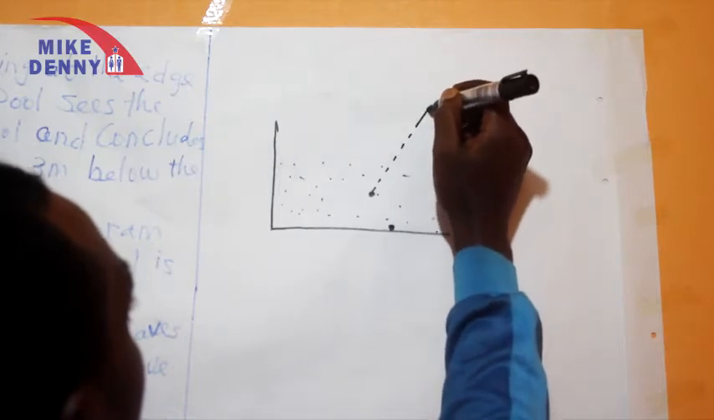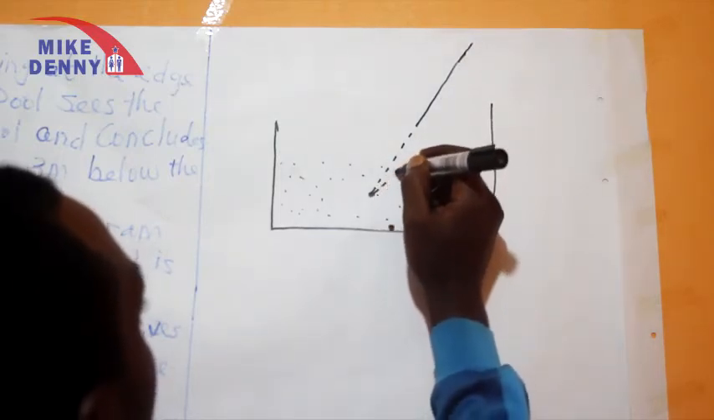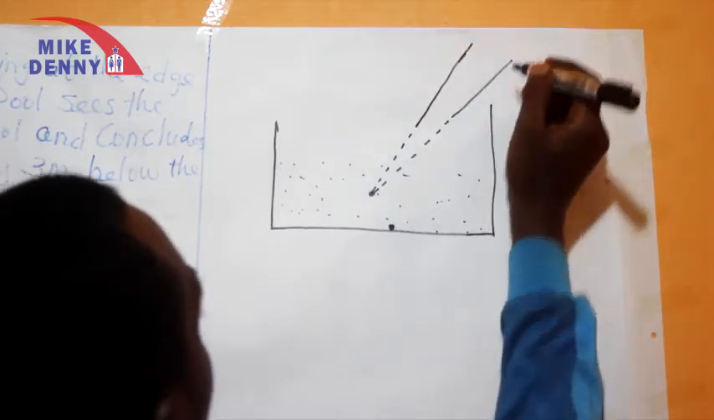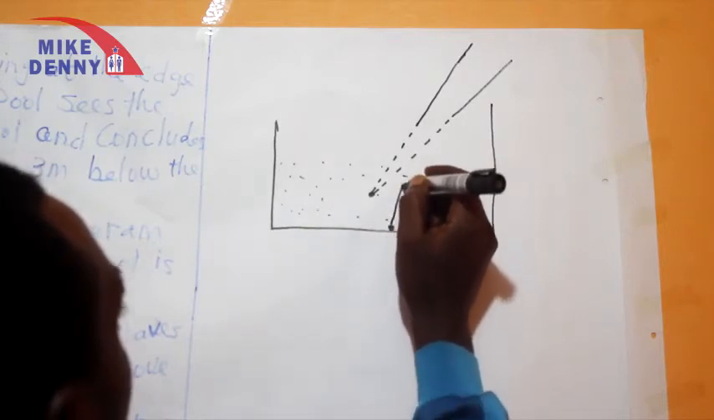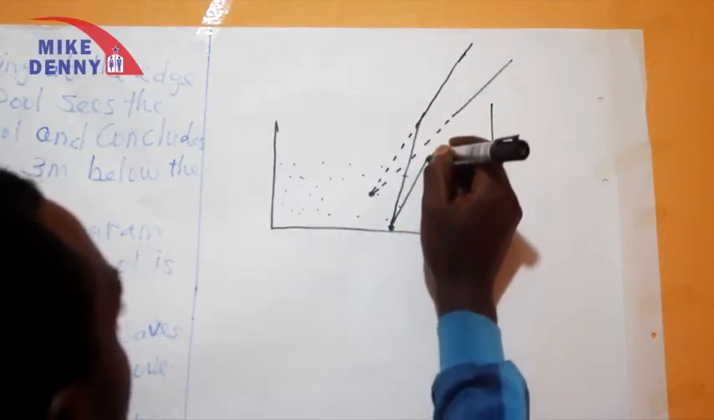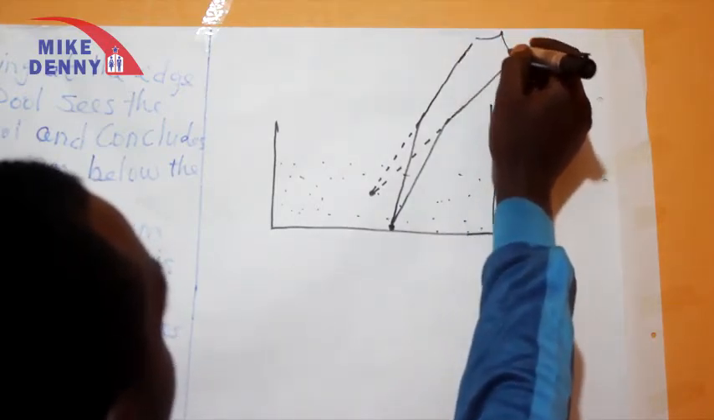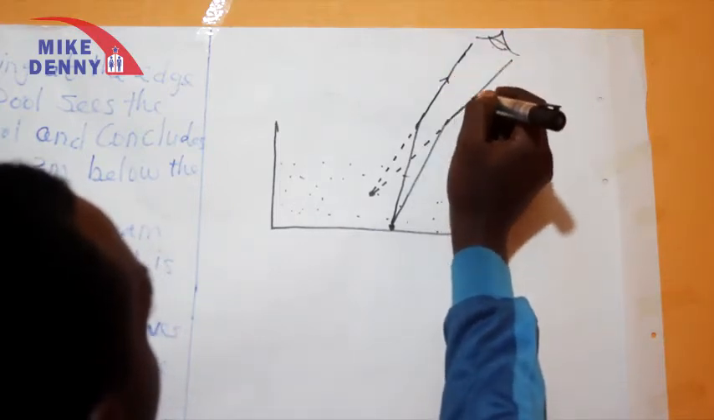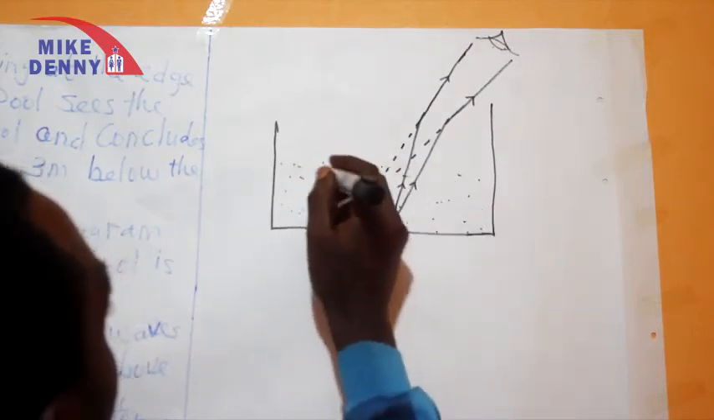Remember, I draw something like that. Good. I take it from the bottom here. Here, this is your eye. The ray is coming like this, and this is the water body.